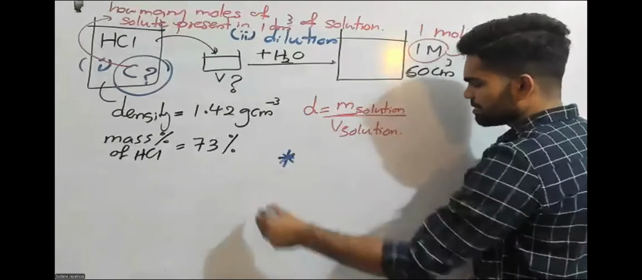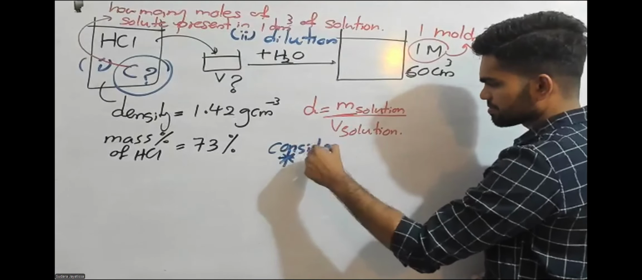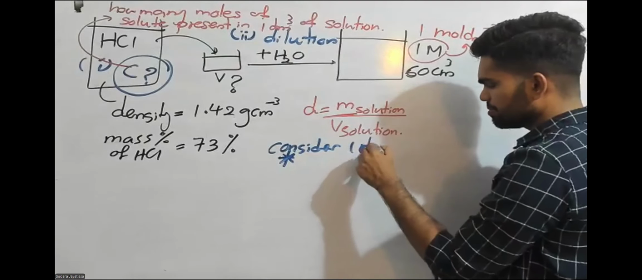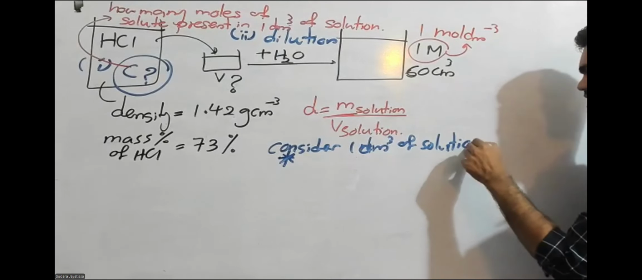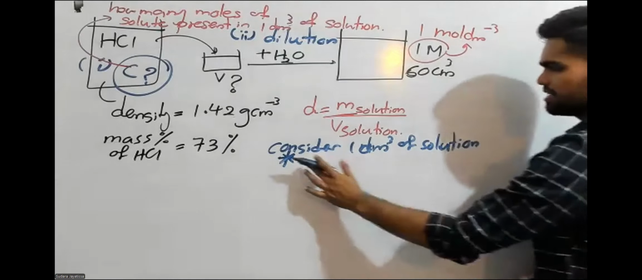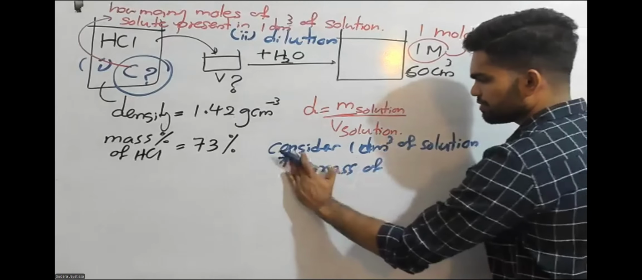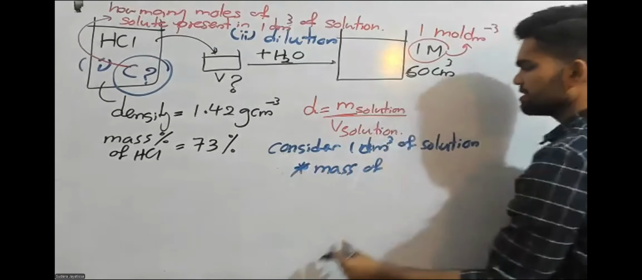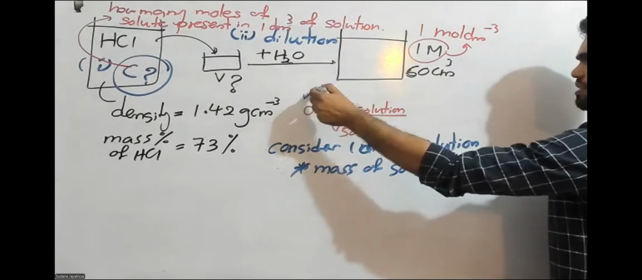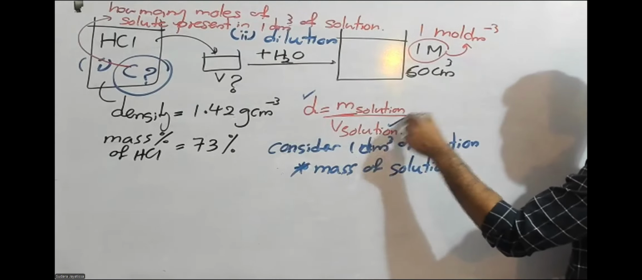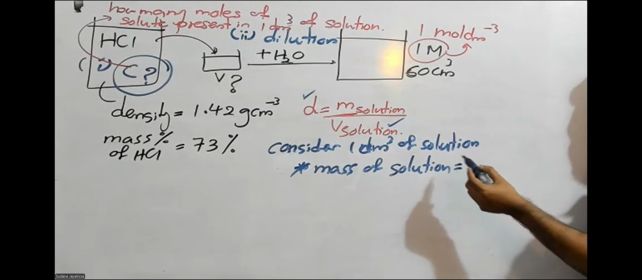So what you have to do simply is consider 1 dm cube of solution. Then find the mass of the solution first. Now we know the density, and we know the volume to consider also. It is 1 dm cube. So what is the mass of solution?